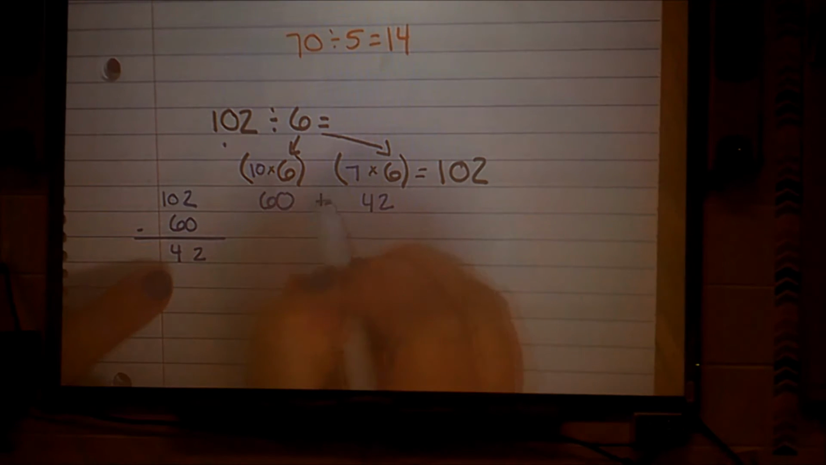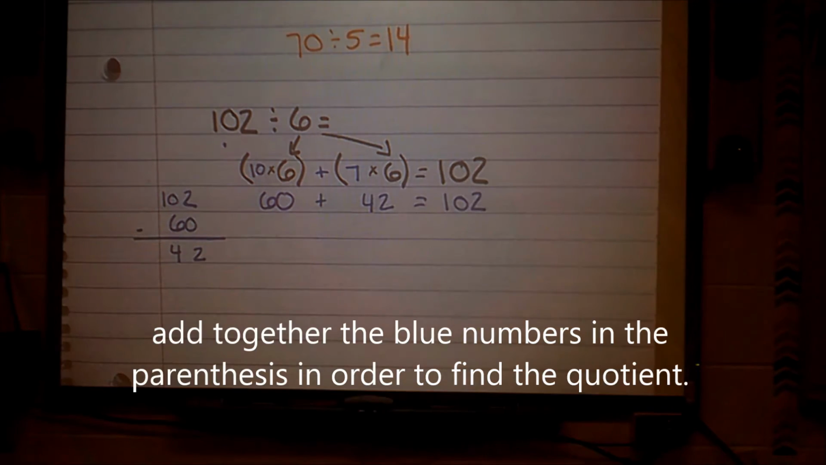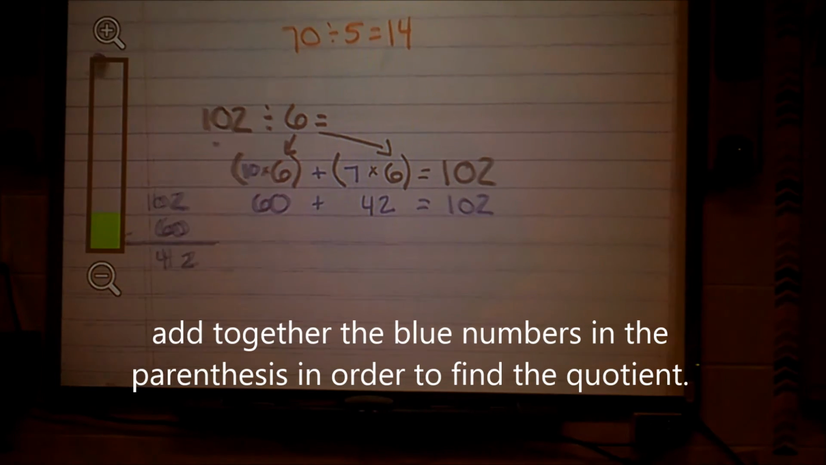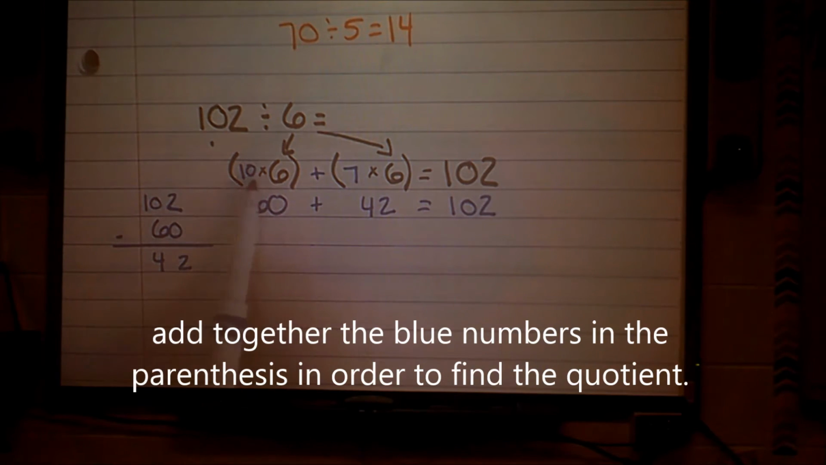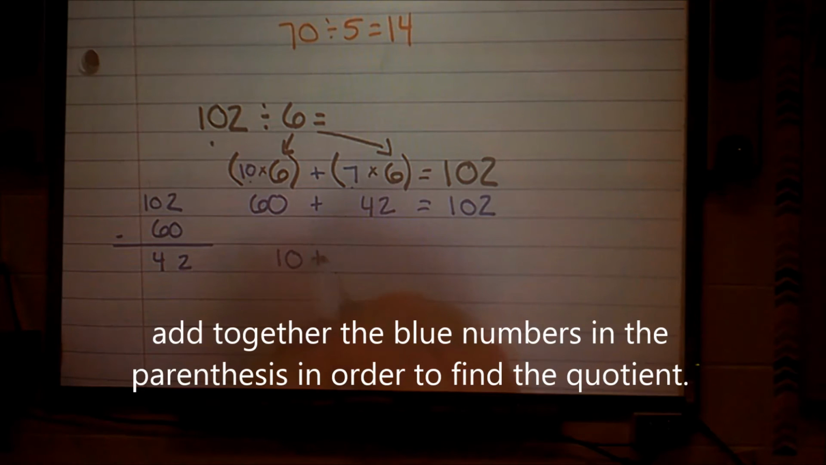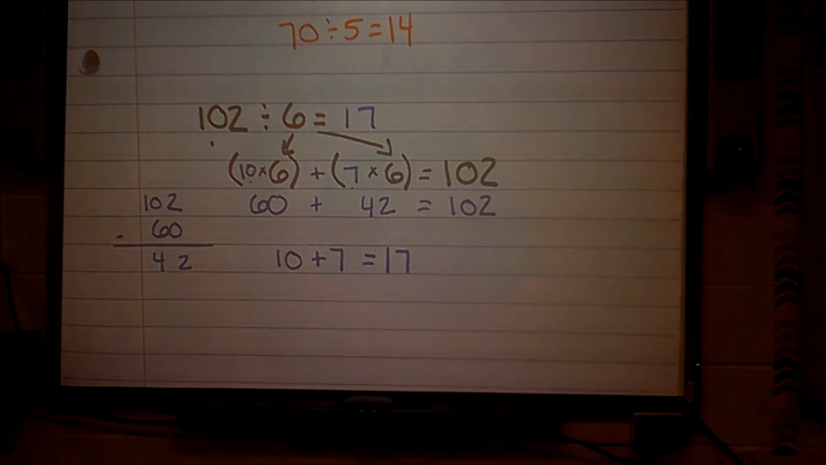And when I add these two together, I get 102. But that's not the answer to this problem. The answer to this problem are these two blue numbers in my parentheses, those numbers that I found, those parts. We add those two parts together, and I get 17. So I know the quotient for 102 divided by 6 is 17.